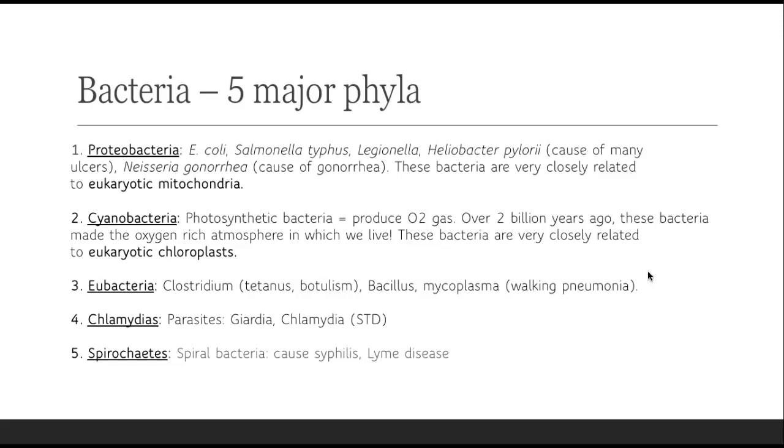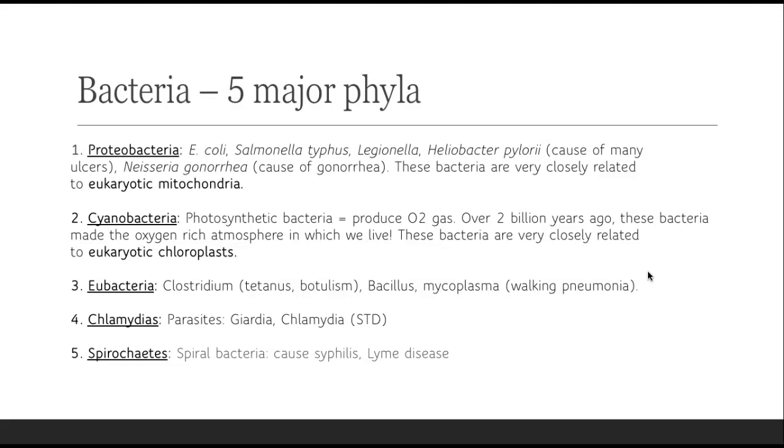And then the cyanobacteria, which are photosynthetic, they produce oxygen, O2 gas. And over 2 billion years ago, those bacteria are the ones that made the oxygen-rich atmosphere in which we live. Those bacteria are very closely related to the eukaryotic chloroplasts. And so, guys, for the exam, that's the only 2 that I want you to remember. The proteobacteria are very similar to the eukaryotic mitochondria, and the cyanobacteria are very similar to the chloroplasts. Okay, so those are the ones I want you to remember for the exam.